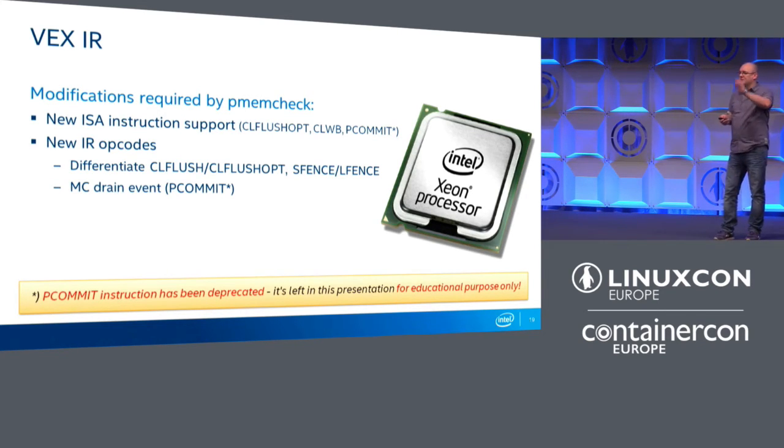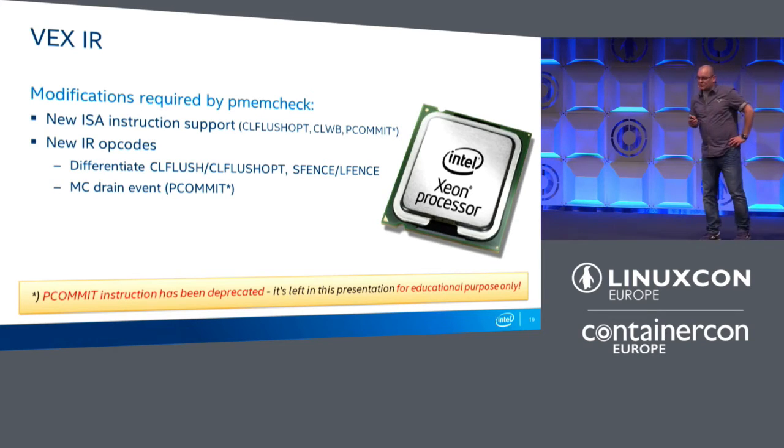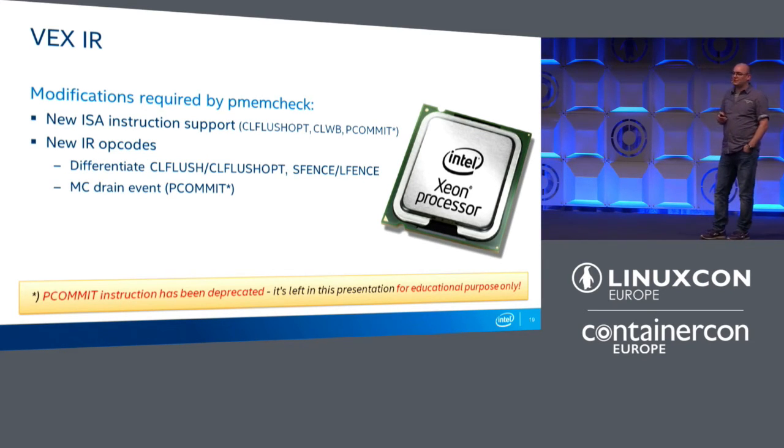You can just do some copy and paste because there are a lot of instructions. All of the ISA must be supported by Valgrind, so adding the new instruction is not a big deal. But we also had to differentiate a few instructions. The intermediate representation of CLFlush is just flush, but as I said, we now have strongly or weakly ordered flush instructions, so we need to know whether this flush requires a fence after that or not. So we had to modify the core part of Valgrind to support that.